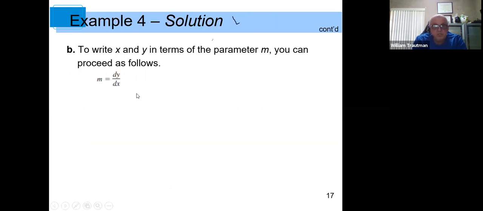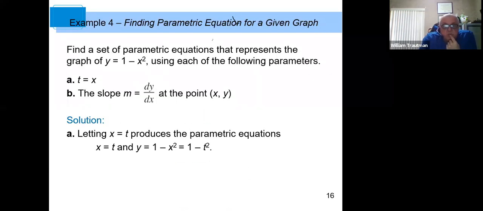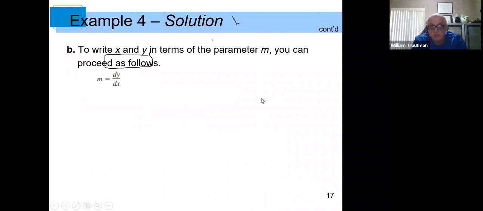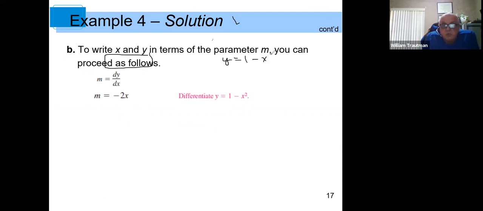Now the next one, B. We're using the same rectangular equation, y equals 1 minus x squared. So we want to find the slope. The slope is always y prime. So take the derivative of 1 minus x squared and you get negative 2x. So that's where our slope equals negative 2x.